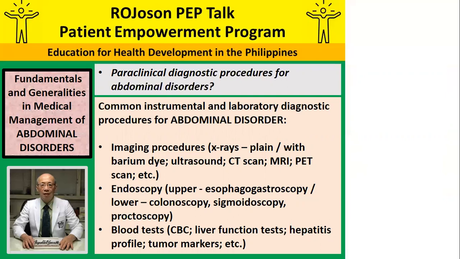Okay, you have the upper and the lower. The upper endoscopy is usually called esophagogastroscopy. This is used to scope and examine the esophagus and the stomach. Lower endoscopy: colonoscopy, sigmoidoscopy, and proctoscopy. These are part of the colon, okay, the whole colon, colonoscopy, and sigmoid colon and the rectum. Blood tests such as CBC, liver function tests, hepatitis profile, tumor markers, etc. are also commonly used as indicated.